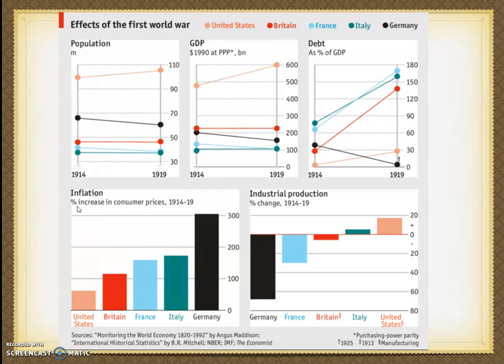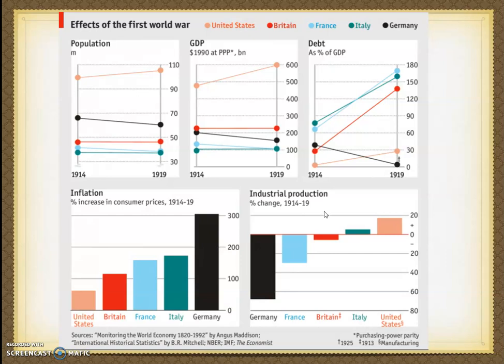Inflation. Inflation is when the price of goods increases. In the United States, we have about 60%, and that's not good. Usually you want inflation to be around 2%. But in other countries, prices double in France. You look at Germany, 300%. So massive inflation, they're making things really expensive, and Germany's struggling.